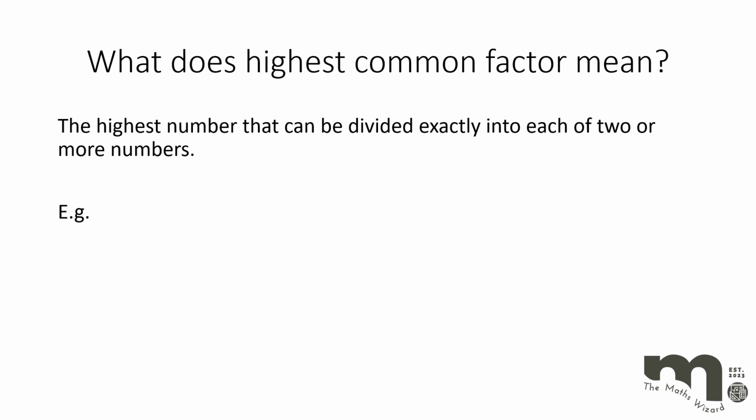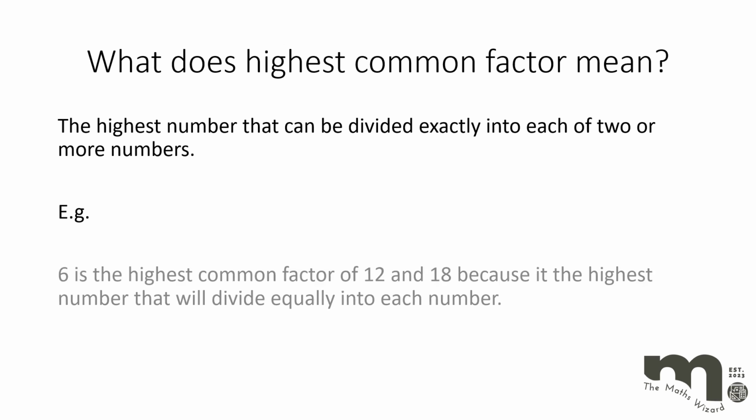Well, the highest common factor is the highest number that can be divided exactly into each of two or more numbers. So it's just one specific number that will divide equally into two or more numbers. It'll be the highest one. So for example, 6 is the highest common factor of 12 and 18 because it's the highest number that will go into 12 and 18 an equal number of times. So 6 goes into 12 twice. It goes into 18 3 times.